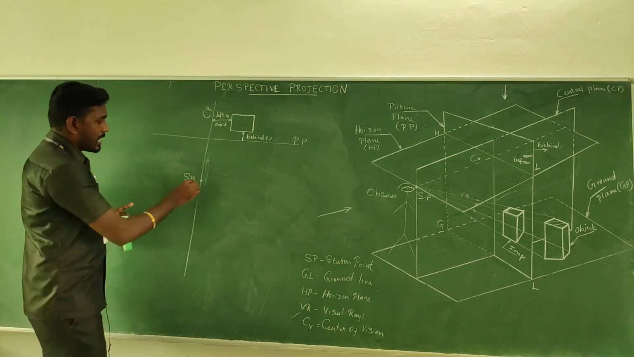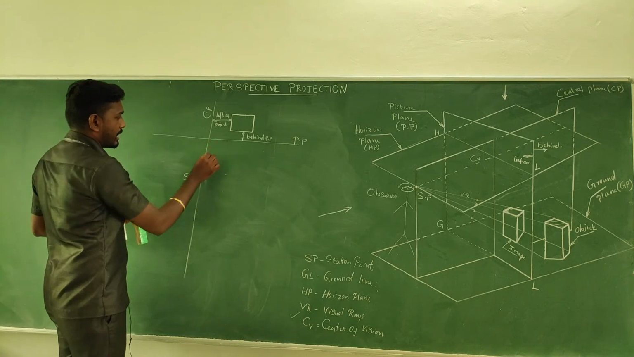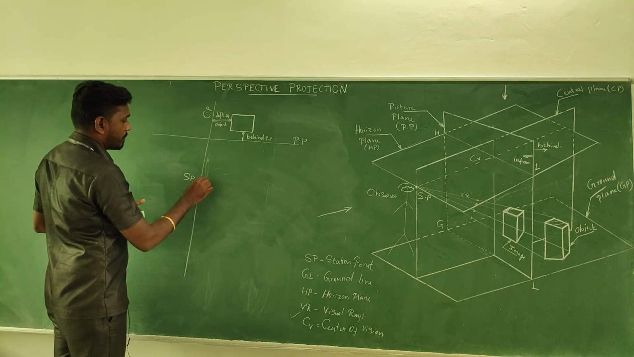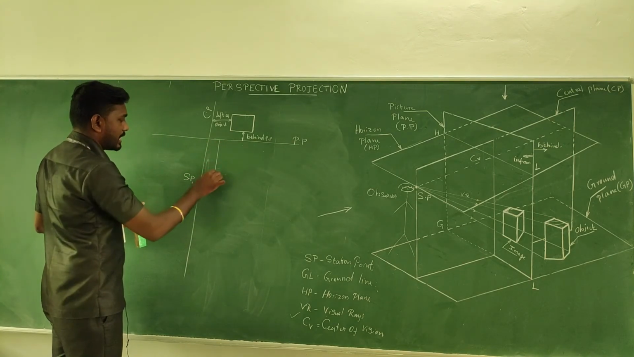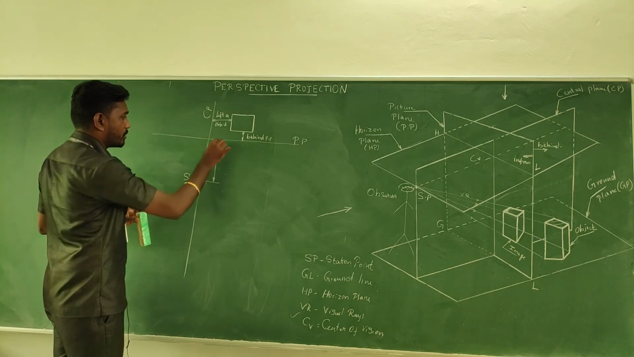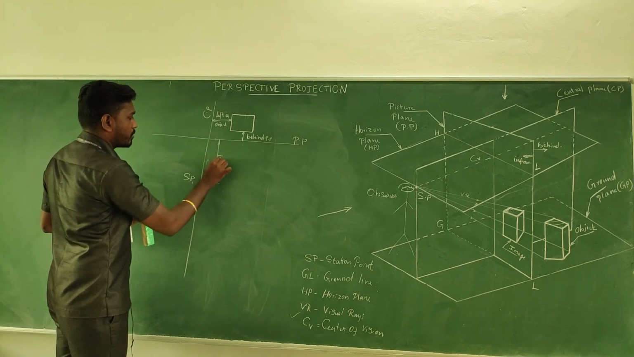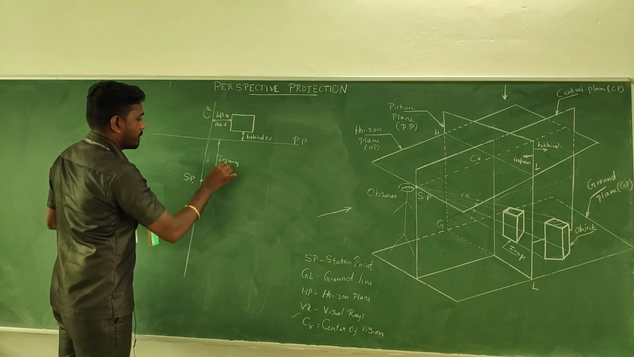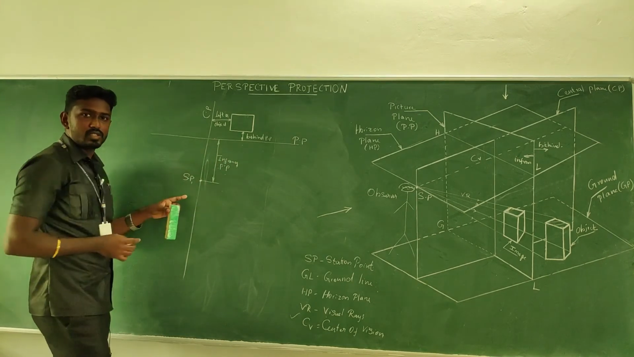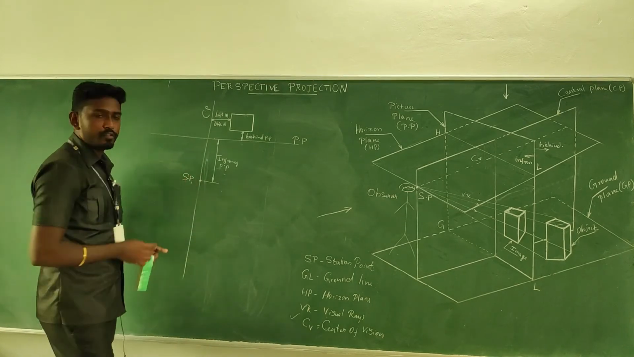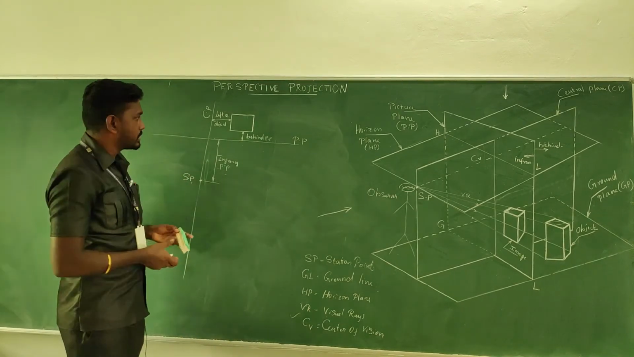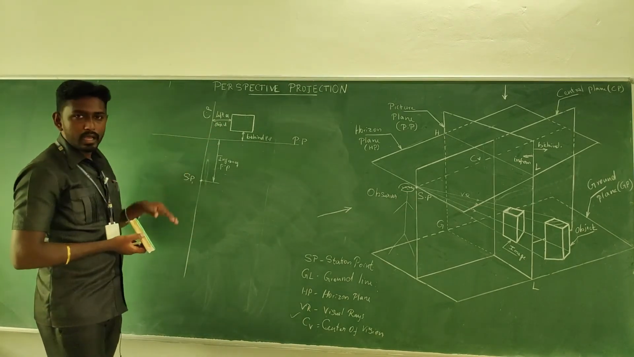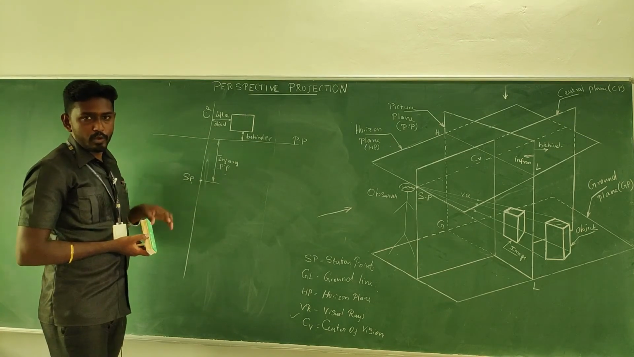So here it is, and this distance from the PP, we can say in front of PP. This distance will be measured in front of PP. What is next? We have positioned the top view.